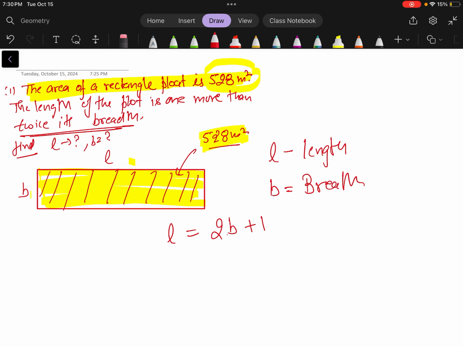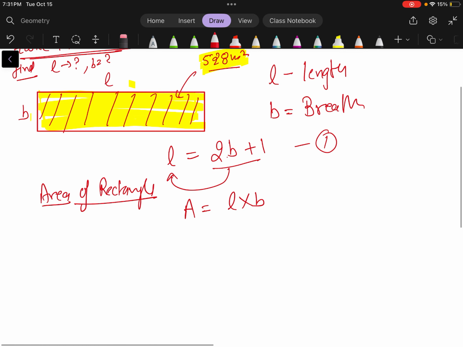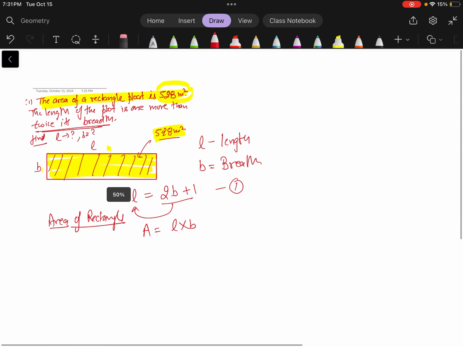Okay, and what we did, we add 1 in it. So then what we will do, we'll get the breadth over here. So this is the equation 1 we find. So now area of a rectangle is equal to length into breadth, that we know.